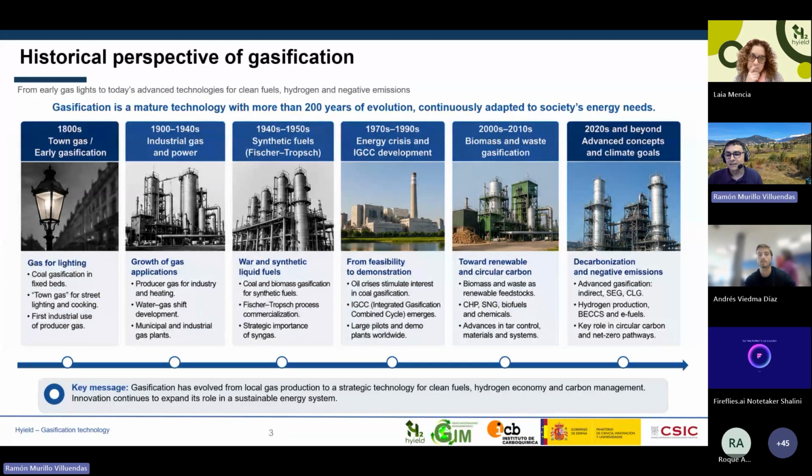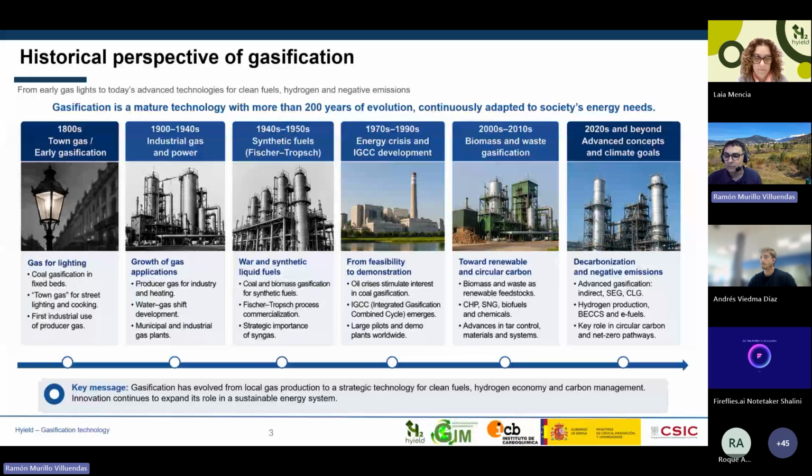Later, between the 70s and the 90s, the oil crisis renewed the interest in gasification. During this period, large pilot plants, demonstration units, and IGCC concepts were developed, mainly focused on coal gasification and power generation. During this century, the focus progressively shifted towards biomass and waste gasification.